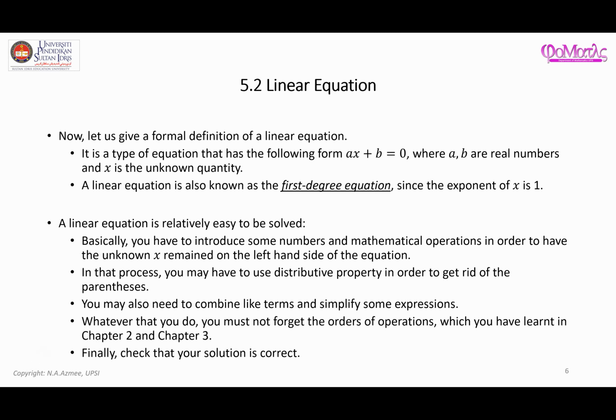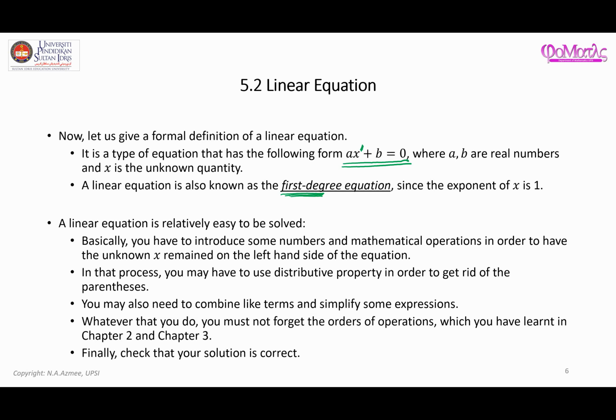Now let us give a formal definition of a linear equation. A linear equation is an equation that has this mathematical form, where a and b are real numbers and x is the unknown quantity. A linear equation is also known as a first degree equation because the exponent of x here is 1, which you can omit because x to the power of 1 is x. It is called a first degree equation because the exponent, although not written, is actually 1.